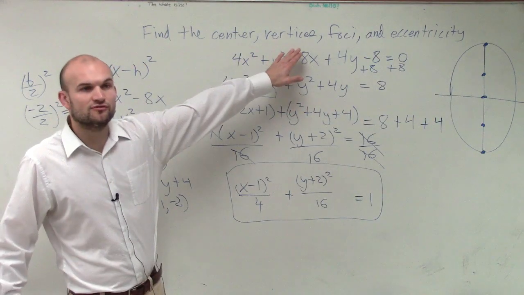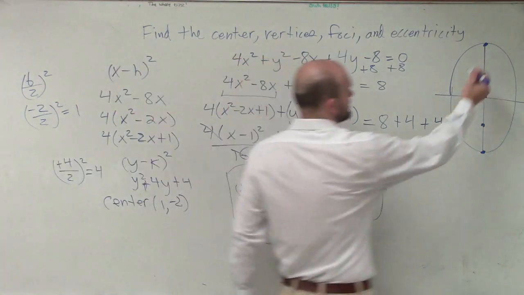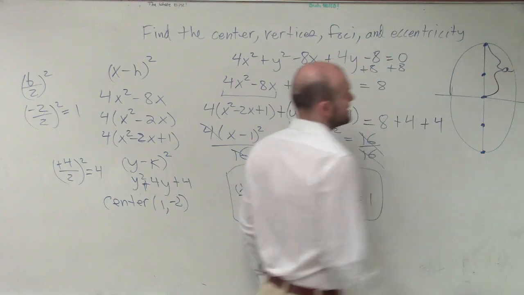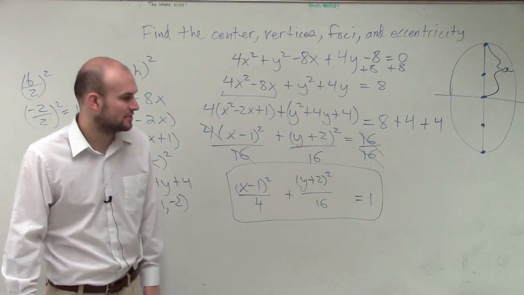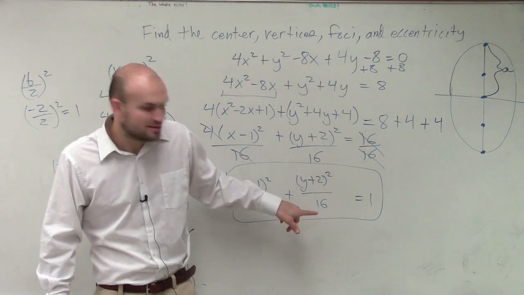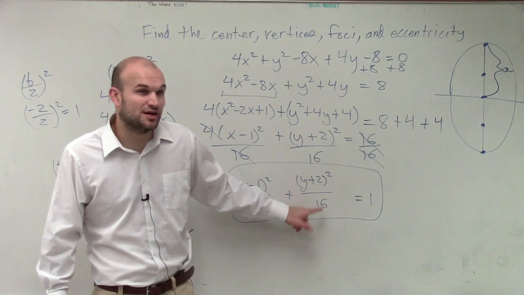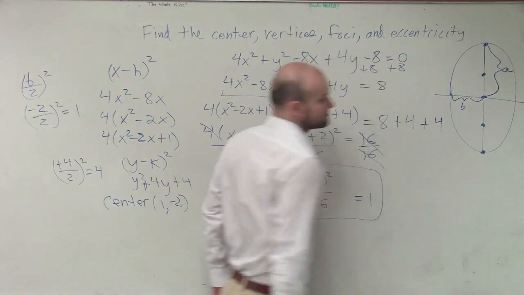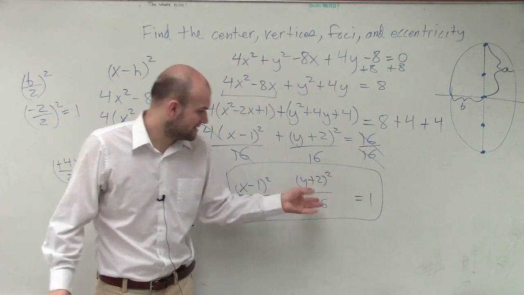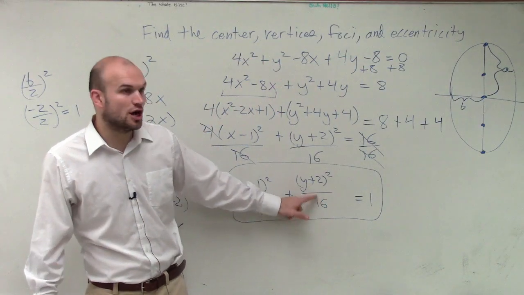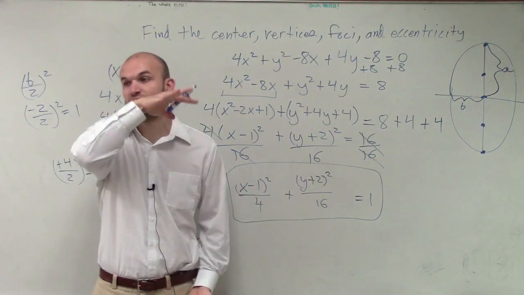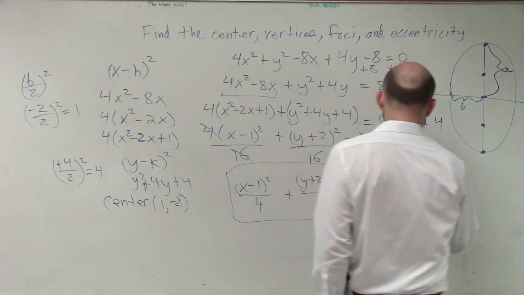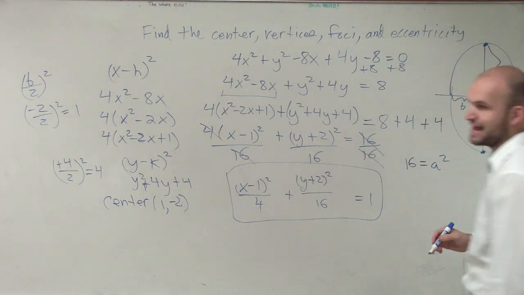Let's go and determine what the vertices are. Now remember, the distance from the center to a vertex is a. And a squared is always your larger, right? Because if this is a and that's b, what we're saying is your a squared is your larger one, and since that's under the y, that's what made it vertical. So if I'm saying that 16 equals a squared, what is a?